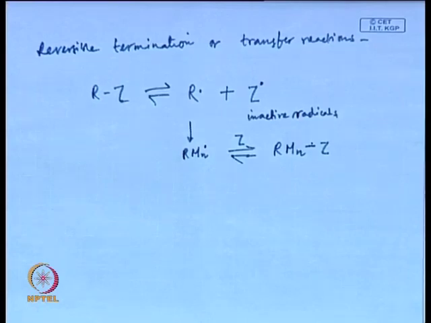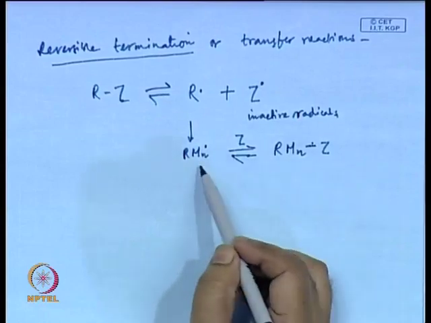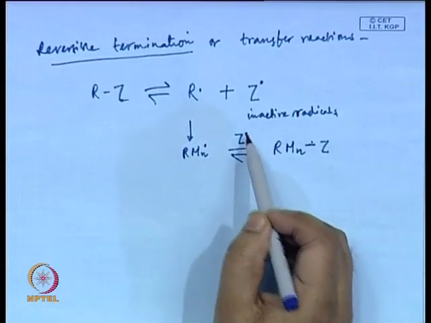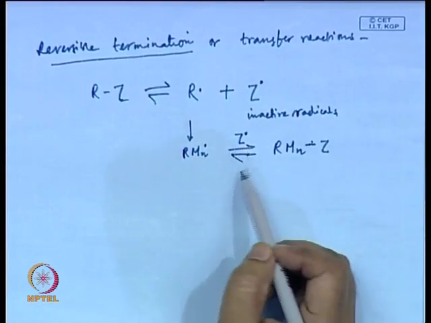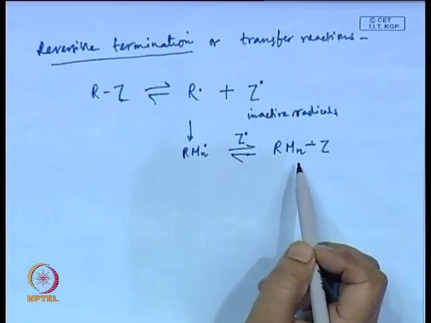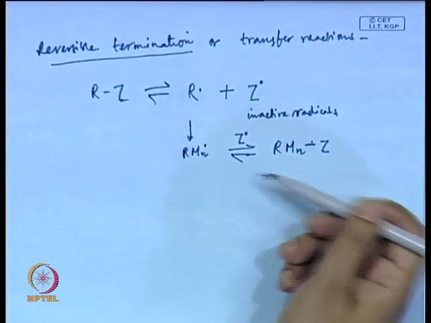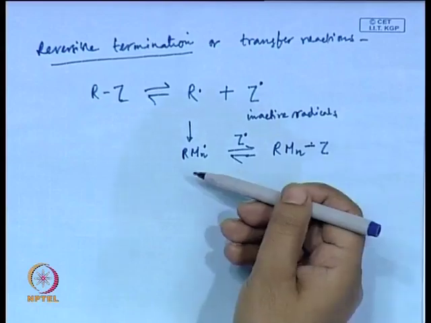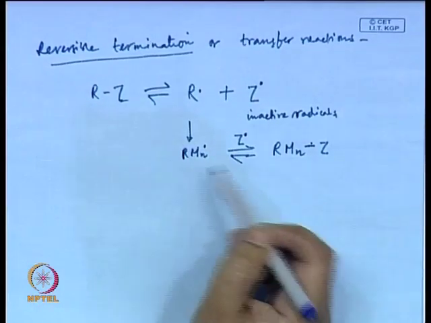So, this is a case we are talking about reversible termination. See, if this happened, in normal case, if this bimolecular reaction happened, you get a termination step, dead polymer. But in this case, because this is reversible, it can again come back and give you back this active radical and inactive radical.